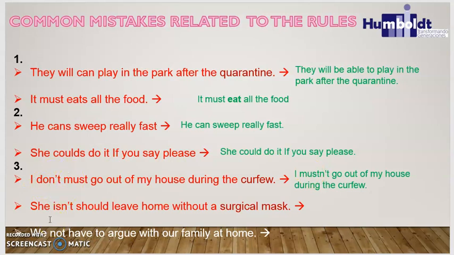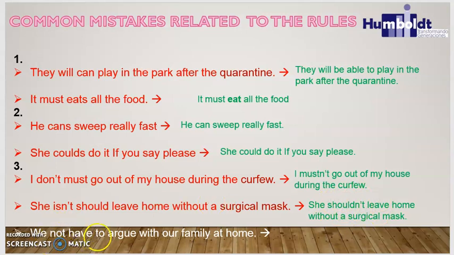And finally, after this one, we have this example. She isn't should leave. So I am trying to express a negative sentence, but I cannot use isn't with should. So this is the mistake in this part. So the correct form to say it is, she shouldn't leave. Okay? She shouldn't leave home without a surgical mask.